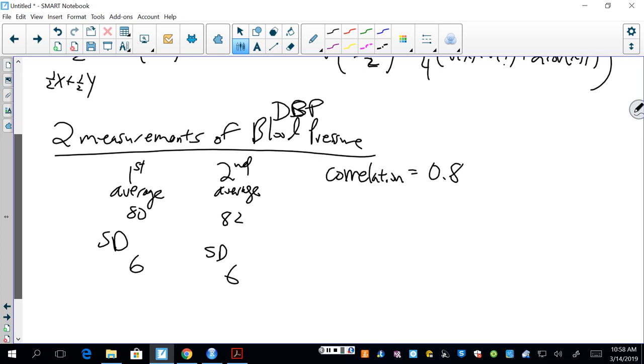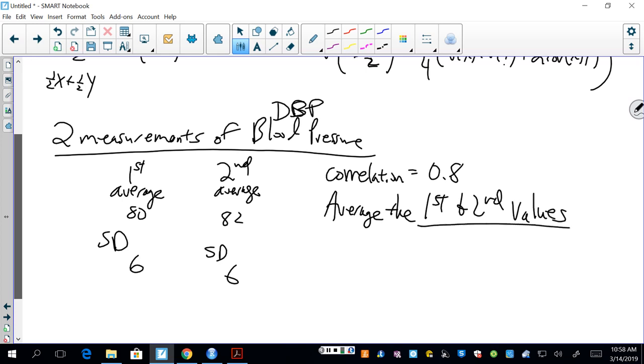What does the distribution of the average look like? We average the first and second values together. What's the expected value of our measurement? What's the variance of it? Do we gain anything by measuring twice and taking an average? How much do we gain?